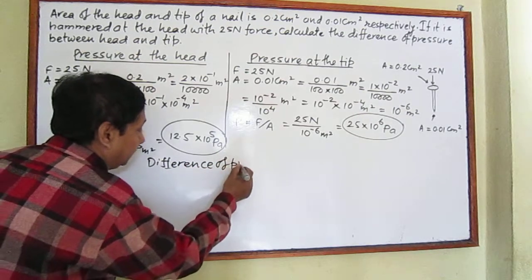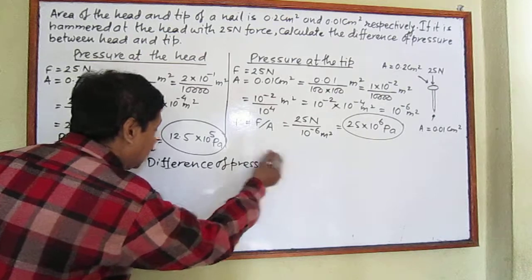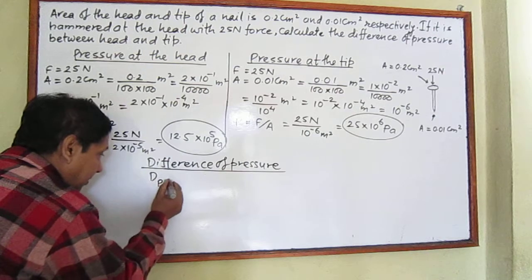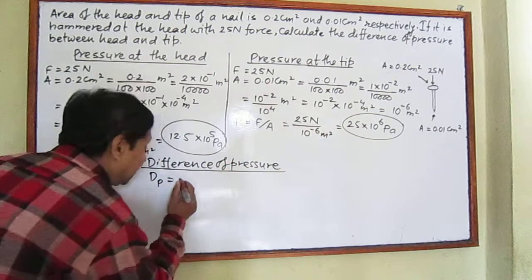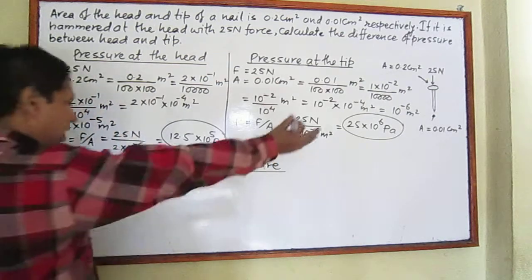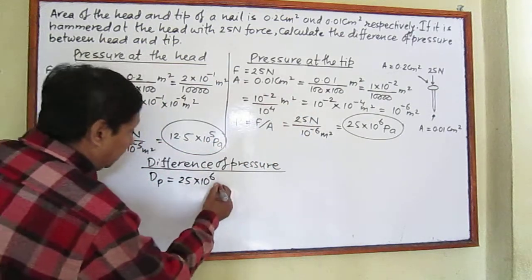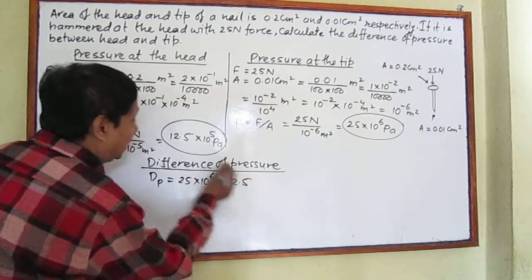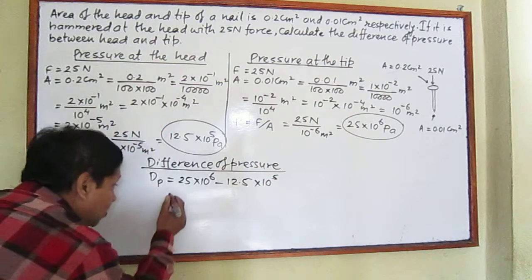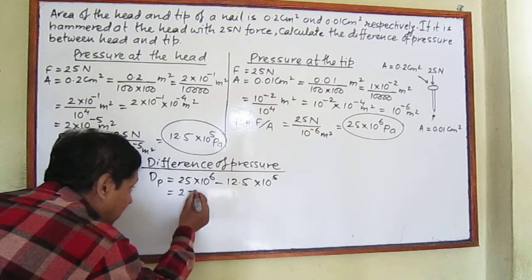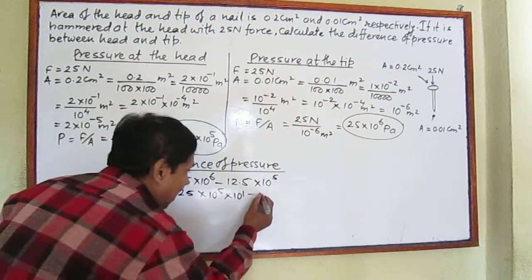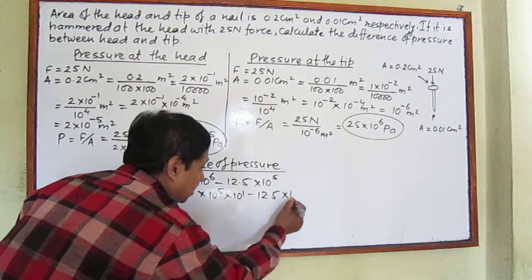Difference of pressure. If we have to calculate the difference of pressure, we can certainly write it this way. The pressure at the tip is more, 25 into 10 to the power 6. We don't have to write the unit in the process. Minus 12.5 into 10 to the power 5. I want to write it again this way: 25 into 10 to the power 5 into 10 to the power 1, and minus 12.5 into 10 to the power 5.